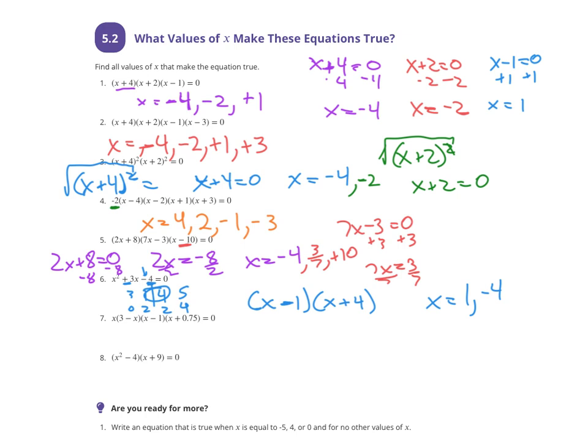7. Don't forget about this x out front. So this x is equal to 0. Now 3 minus x. What you had to do with 3 minus x is add x to both sides when you set it equal to 0, and you get 3 is equal to x. And for 1 and 0.75, just change the signs, and you also get positive 1 and negative 0.75 as roots.